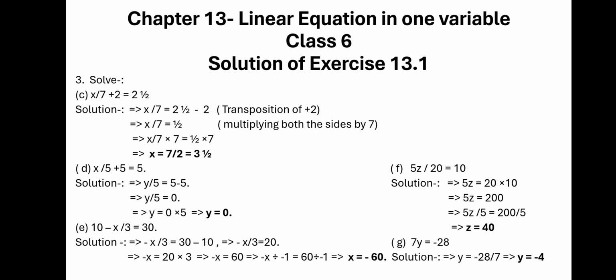7y equal to negative 28. Now we are dividing 7y by 7, and we are dividing even the right hand side by 7. So directly also you can do. So y is equal to negative 28 upon 7, that is y equal to negative 4.